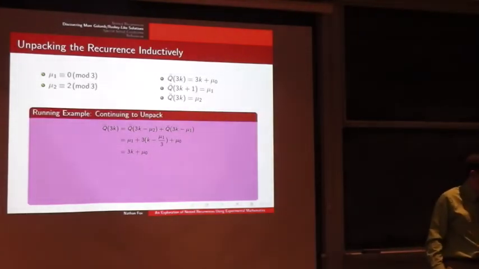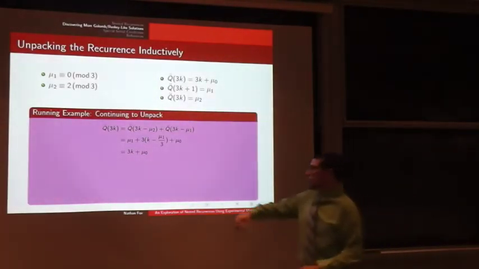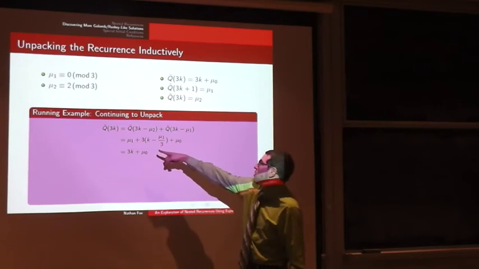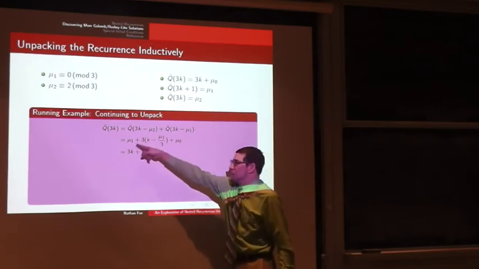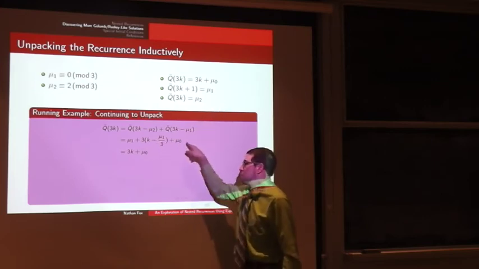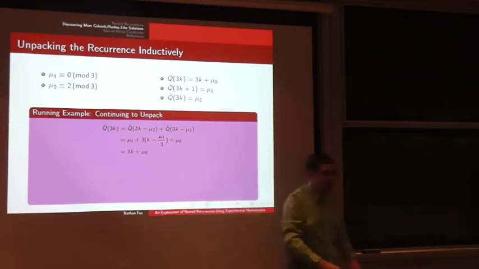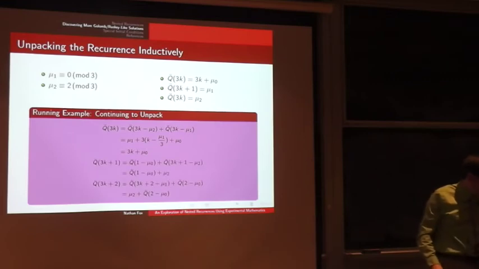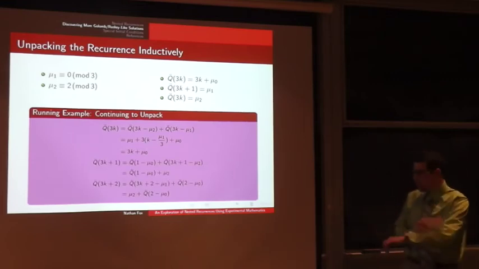So great, now we can unpack these further. So this guy's 2 mod 3, which means we land in this case, so we can just replace this with mu1. And then this guy we land back in the first case, so we have to replace it with this expression, and then we simplify. And we do similar things for the other 2 expressions.